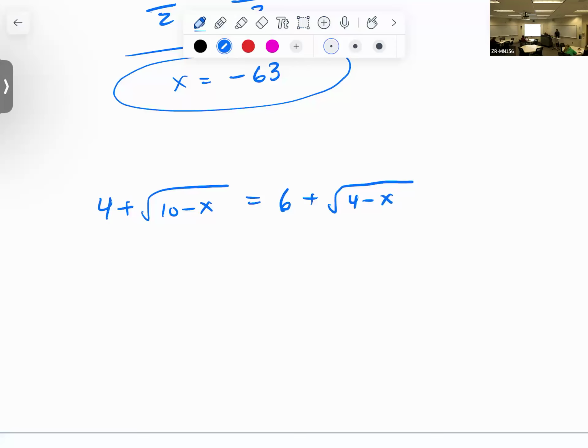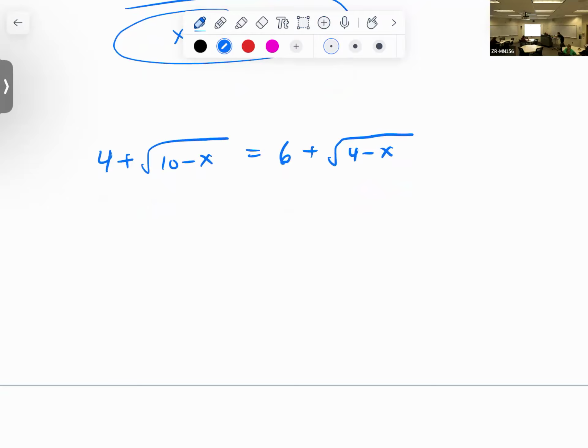So I said the best thing is to isolate the radical. But when you have two radicals, you can only isolate one of them. So typically, it doesn't matter. Pick whichever one is more complicated, which looks like the one on the left. So I want to isolate that one.